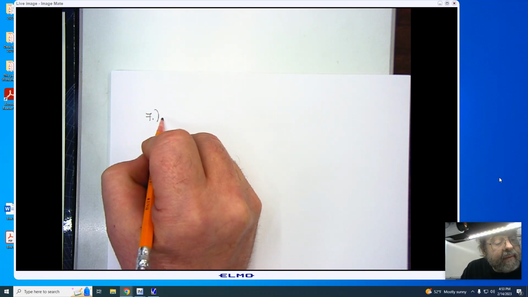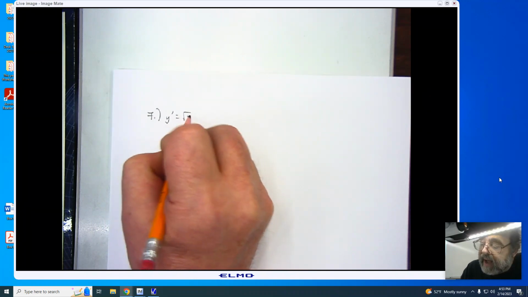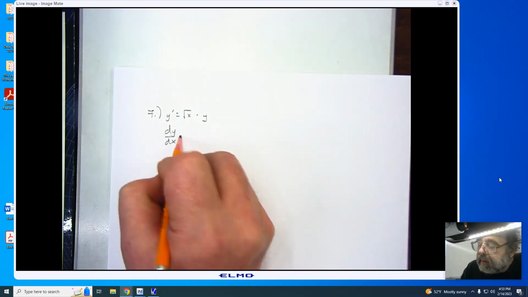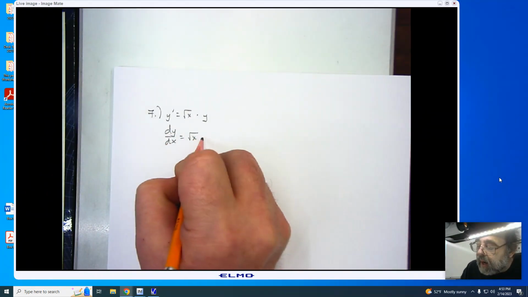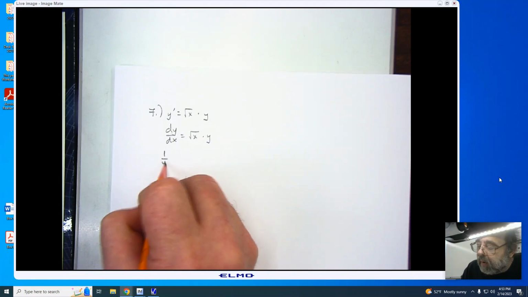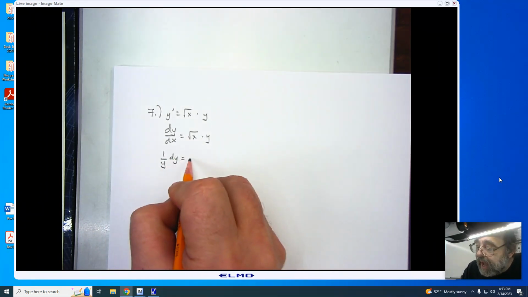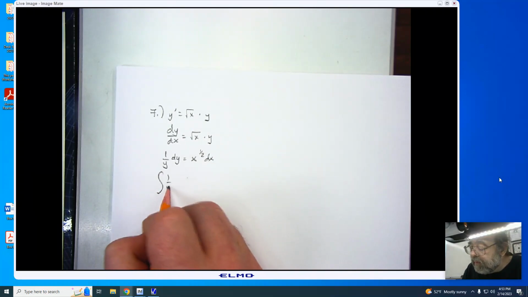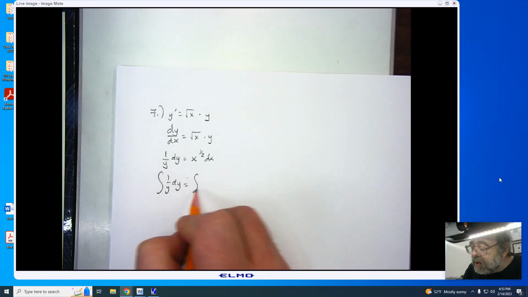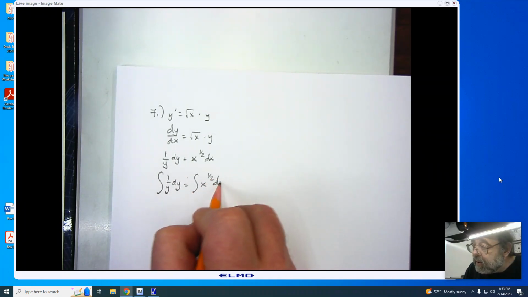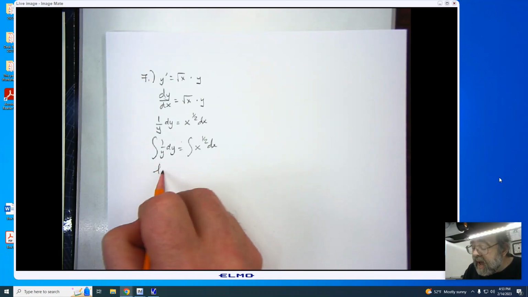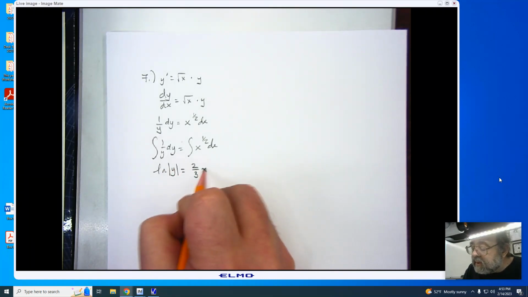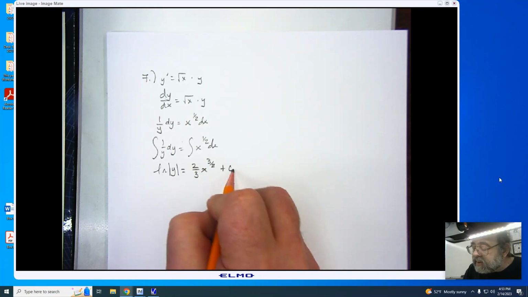Number 7, we have y prime equals the square root of x times y, so dy/dx equaling square root of x times y. Separating, 1 over y dy equals x to the 1/2 power dx. The integration of 1 over y dy equals the integration of x to the 1/2 power dx. This gives me the natural log absolute value of y equals 2/3 x to the 3/2 power plus c.